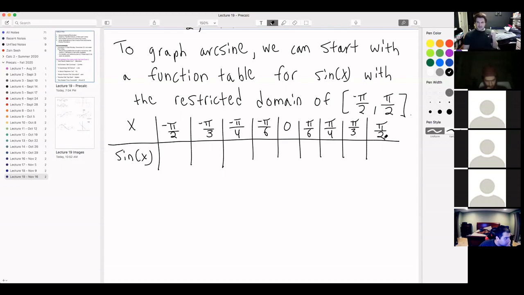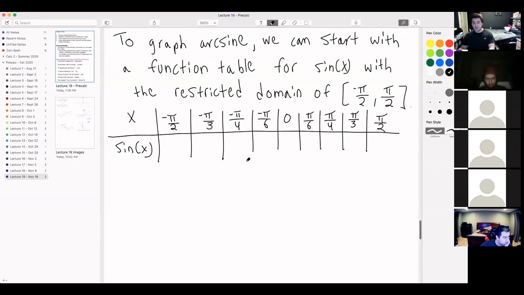So why did I choose these inputs? Well, these are all of the inputs in the interval minus pi over 2 to pi over 2 that we have nice closed forms for sine. Okay, we know the sine evaluated at any of these inputs. So you can use the trig table and also our work on reference angles.